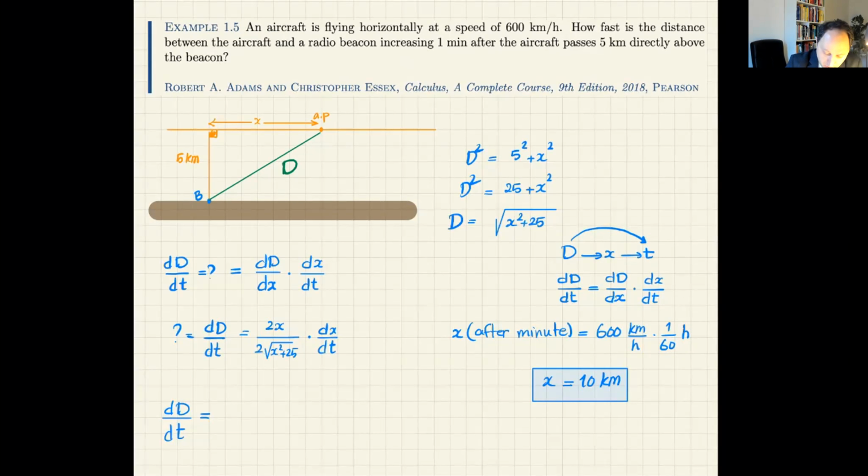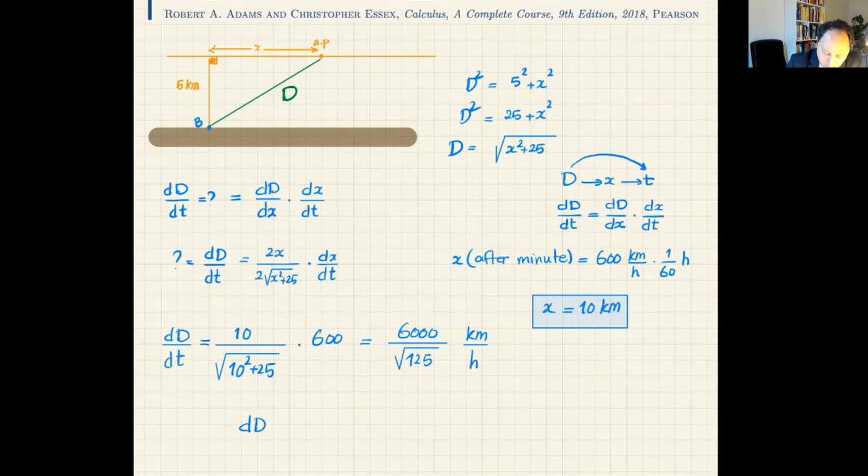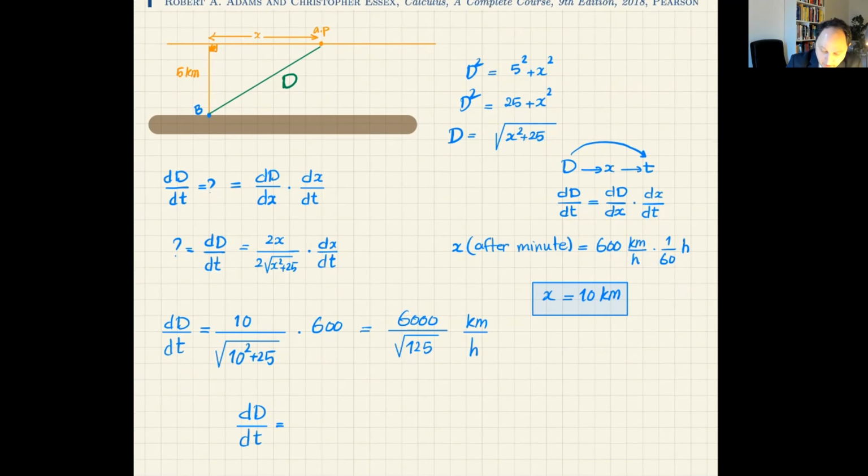So by the way, this 2 and that 2 are canceled. So this x is 10. I would write 10. In the denominator, I will also write square root of 10 squared plus 25. Instead of dx/dt, I put 600. And then I remember this becomes 6,000. In the denominator, I will get square root of 125. Then I need to know that this would be kilometers per hour. And then if you want, you can just simplify this number a little bit. I prefer to keep it in exact form unless you want to have a real approximation of this.